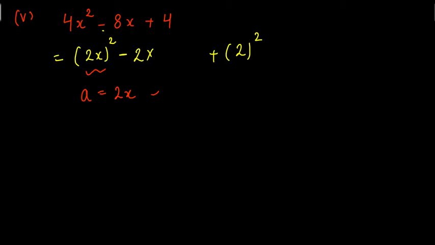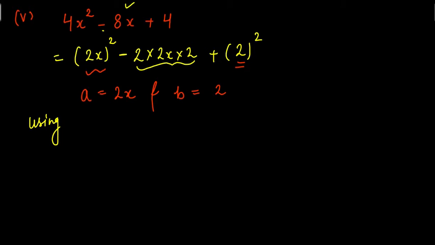2x. And your b is how much? 2 here. And you need to write 2ab. So 2 into 2x into 2. If you solve it, minus 2 into 2x into 2 will give you minus 8x, which is same as the term given in the expression. Now, you have to write the identity.